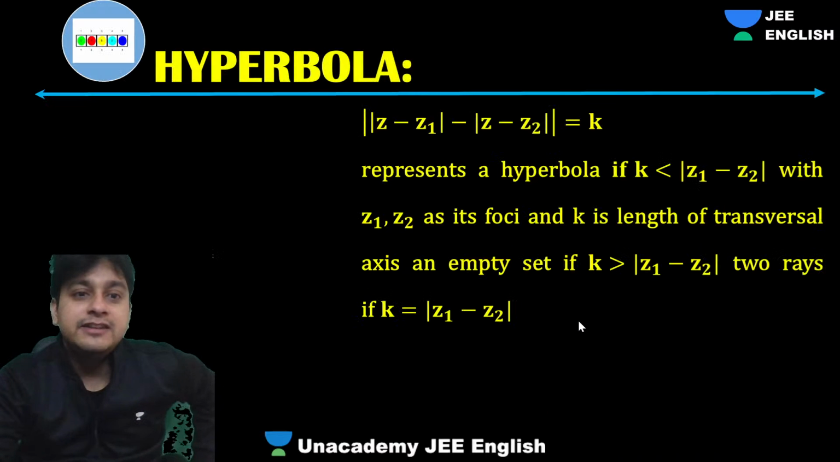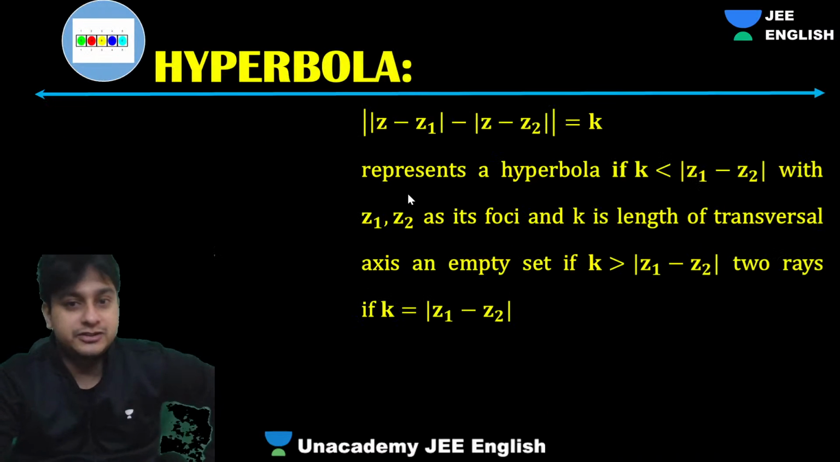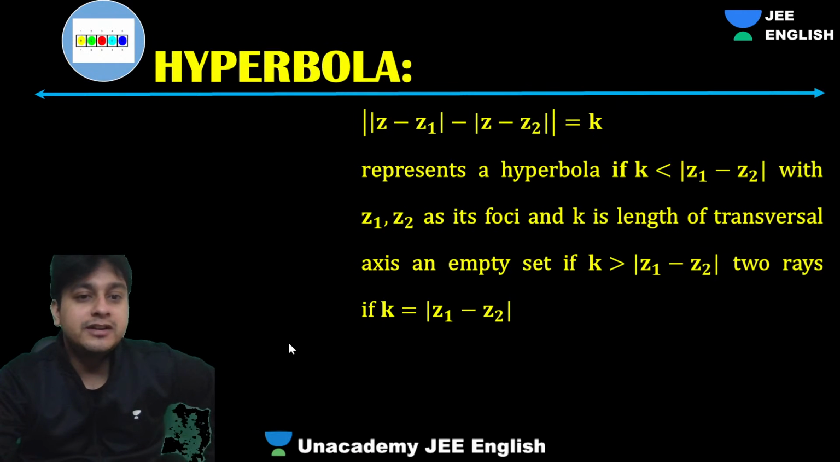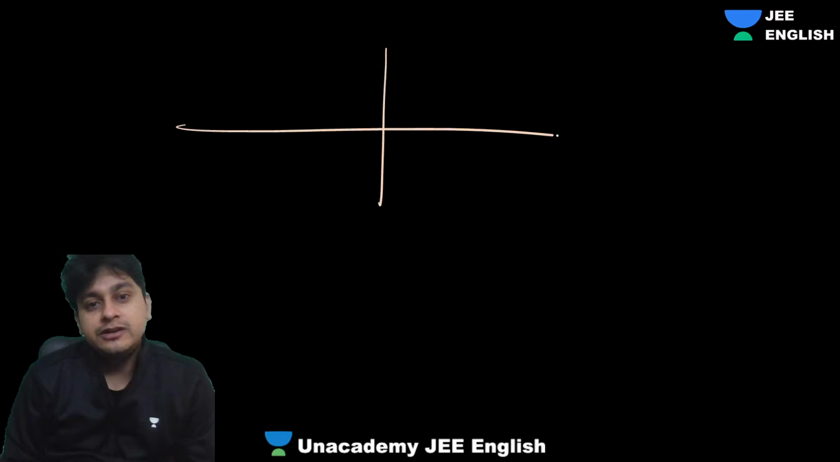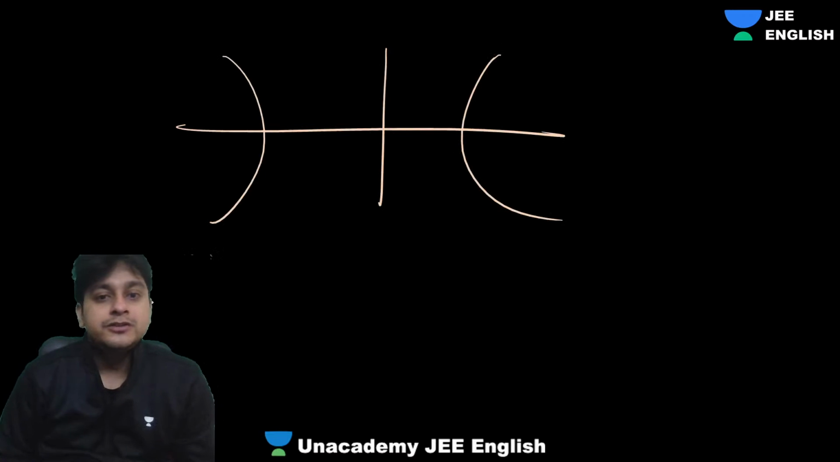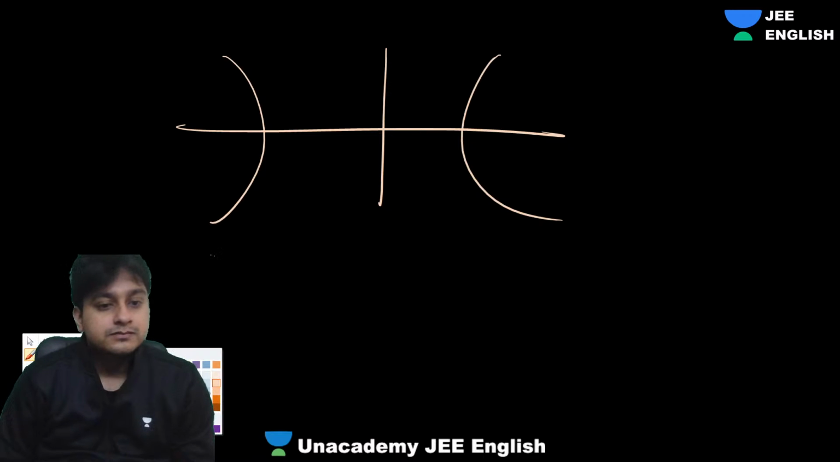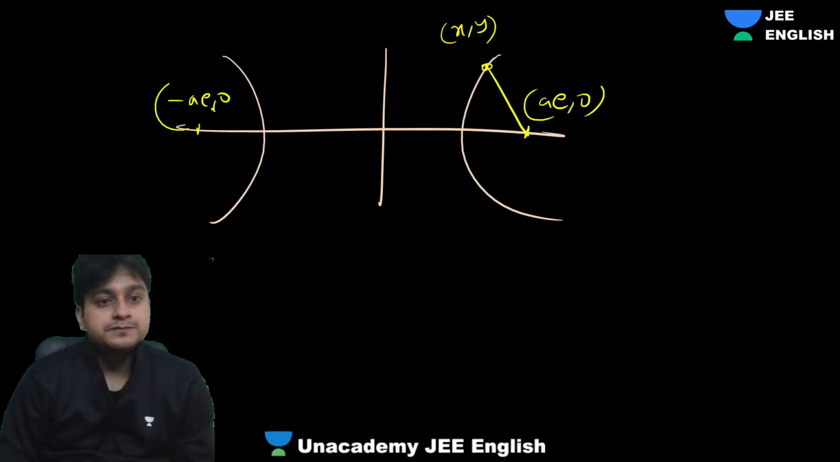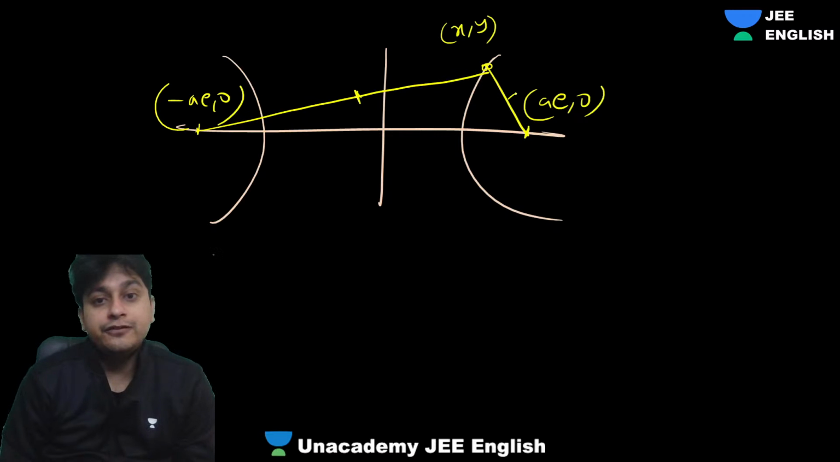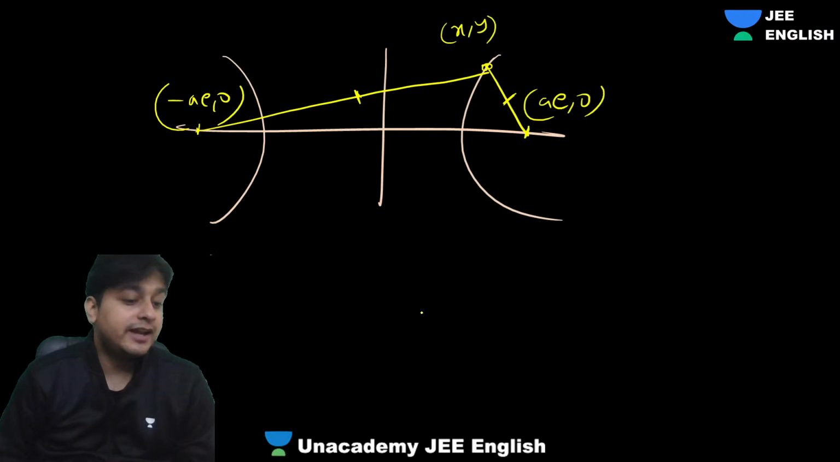Okay, now let's move ahead with the hyperbola. Now hyperbola, this is the condition. So guys, all of you might be knowing about the derivation. I'll just take you through how the derivation works. When you did the derivation of hyperbola, we took any point x comma y such that the foci are ae comma 0 and minus ae comma 0. There we used to say that the difference of the distances is equal to 2a, right?